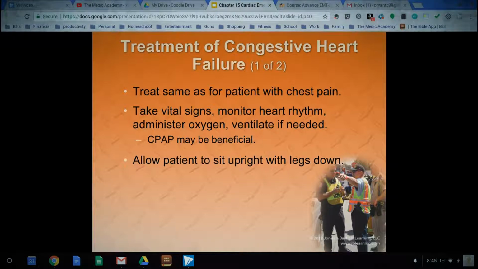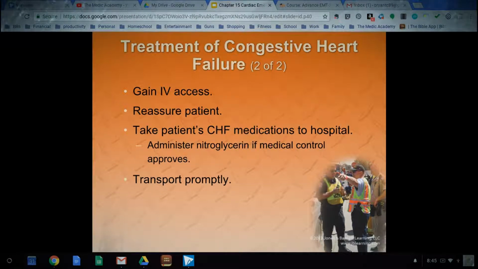Allow this patient to sit up with their legs down, and most patients experiencing pulmonary edema are going to want to sit upright and put their legs down. We need to gain IV access, and take the patient's medications with them to the hospital, just like you would any other patient.